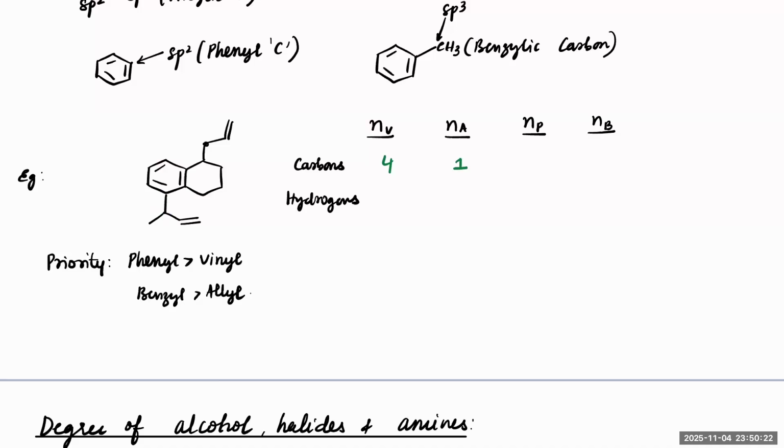Next, phenylic. Phenylic means everything present on the phenyl, so that means it is 6. Benzylic, how many do we have? Check it out. This is benzylic, benzylic, and benzylic. So we have 3 benzylic carbon positions. This is the number of carbons. If it comes to hydrogens, you will read this, and you will get 6, 2, 3, and 4. These are the number of carbons and number of hydrogens.